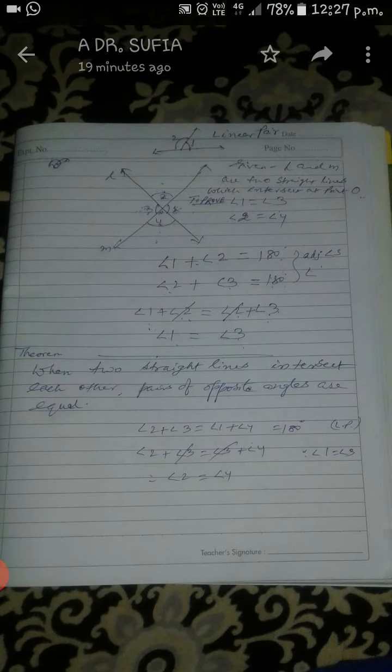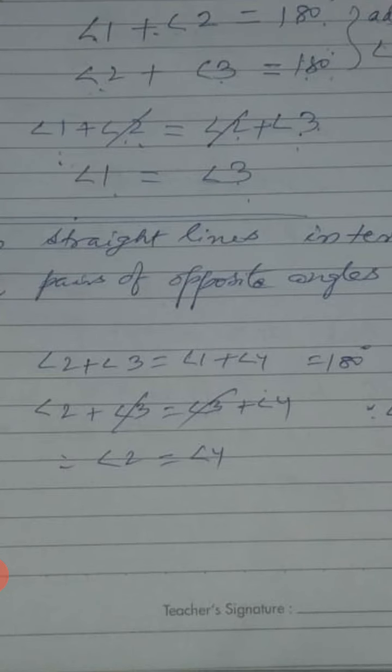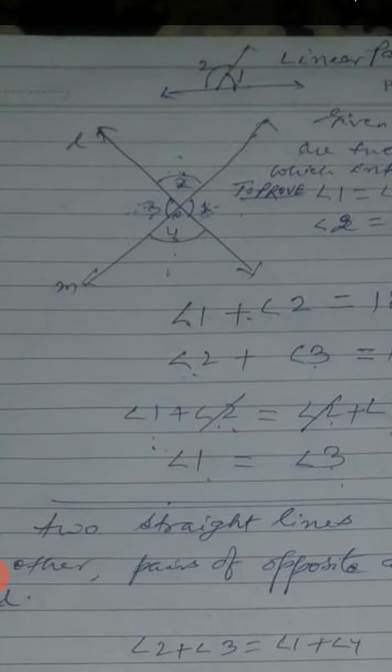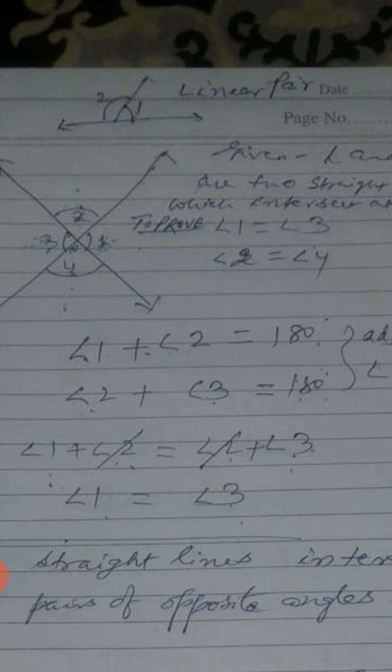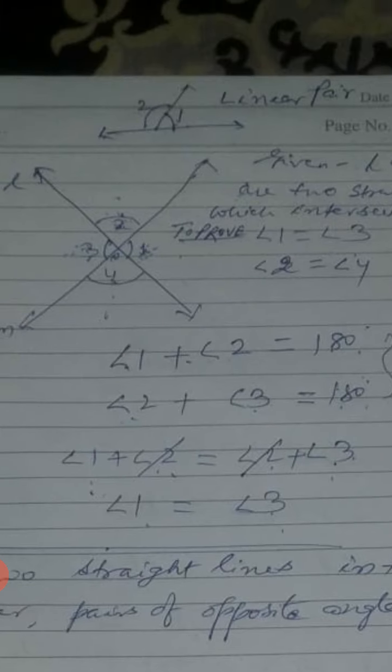The next theorem is: when two straight lines intersect each other, the vertically opposite angles so formed are equal. Now you see what is the meaning of vertically opposite angles. When two lines intersect, there are four angles, 1, 2, 3 and 4. Among these, angle 1 and angle 3 are opposite angles. Angle 2 and angle 4 are opposite angles. So there are two pairs of opposite angles formed.